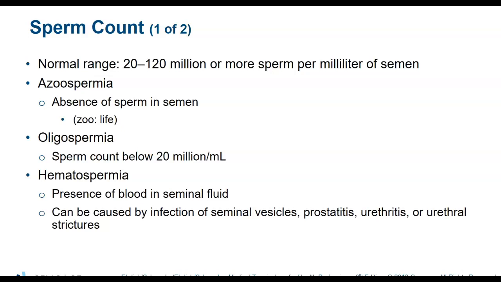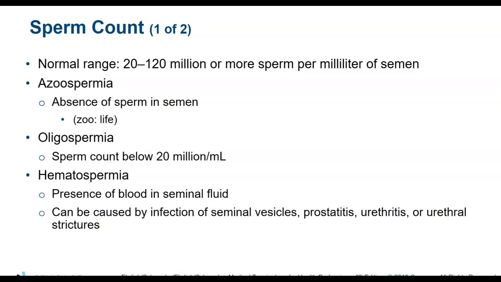When we're looking at sperm count, the normal sperm count is 20 to 120 million or more sperm per milliliter of semen. That is a lot of sperm. And that's what our bodies should be producing. Azoospermia is the absence of sperm. Oligospermia is a sperm count below 20 million.